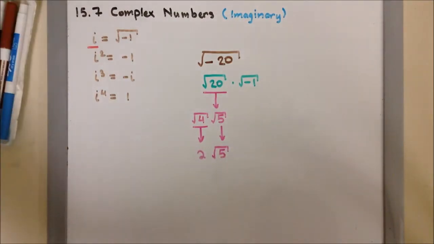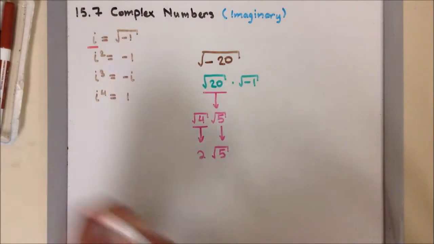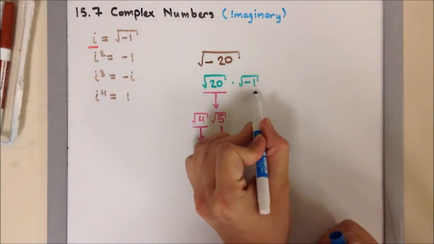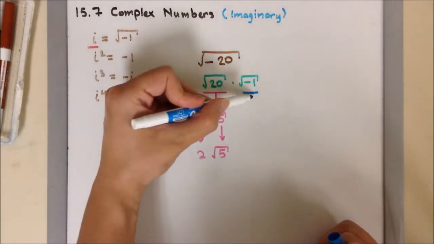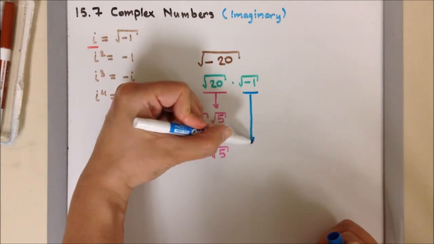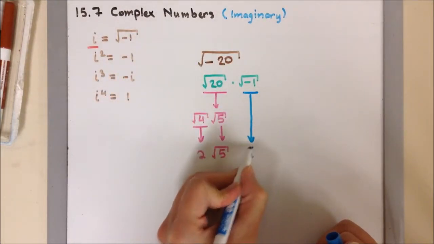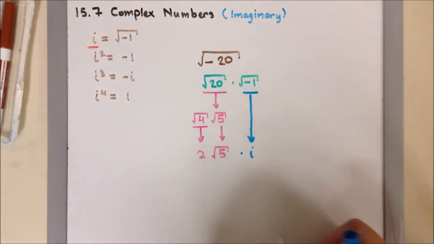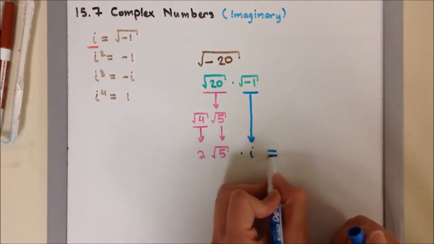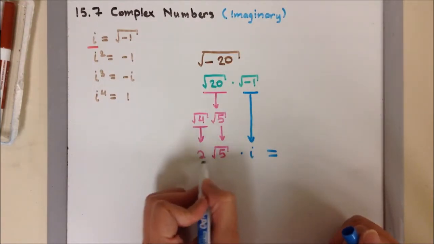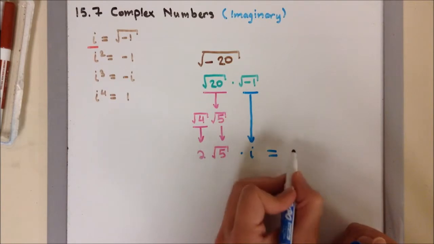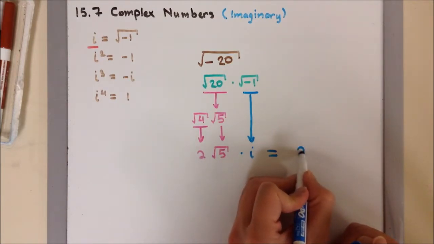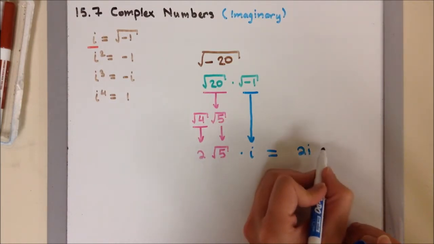Now for the square root of negative 1, you're just going to rewrite it as what you have here, which is just i, multiplying to 2 square root of 5. So usually we're going to put the i behind the whole number, which is the 2. So my final answer is 2i and then square root of 5.